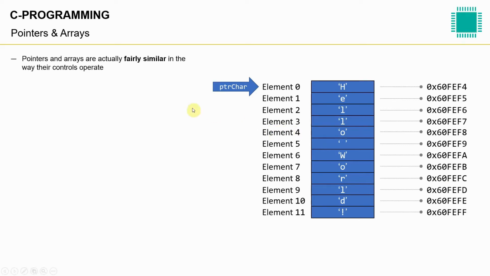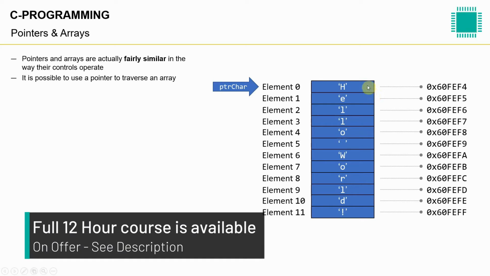Pointers and arrays are actually fairly similar in the way that their controls operate, if you will. So it is possible to use a pointer to traverse an array. You can go from the top of the array to the bottom of the array, and basically if you create a pointer, and in my example here we're going to assume a pointer with the name of ptr char, and the type of the pointer is going to be char, then you can point that pointer to the first element of the array, and then you can use that pointer to read all the elements of the array.